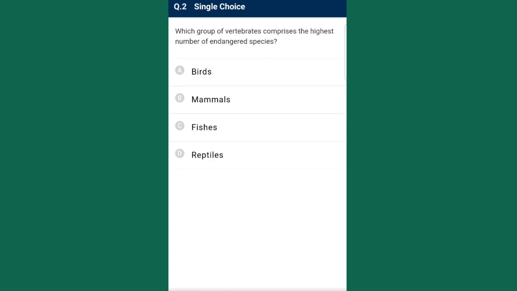Question number 2. Which group of vertebrates comprises the highest number of endangered species? The grim scenario of extinction is the fact that more than 15,500 species worldwide are facing the threat of extinction. Presently, 12% of bird species, 23% of all mammal species, 32% of all amphibians, 31% of all gymnosperm species in the world face the threat of extinction. So the answer is option B, mammals.